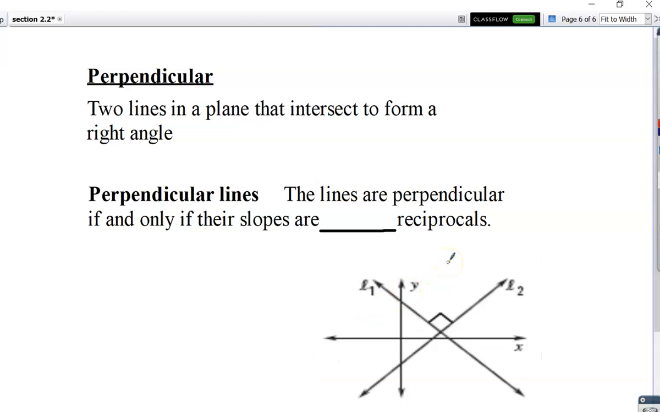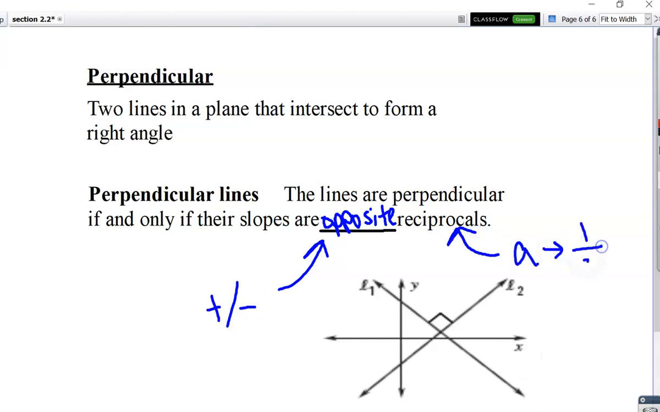Perpendicular lines are two lines in a plane that intersect and form a right angle. And two lines are perpendicular if and only if their slopes are opposite, and opposite means you change the sign, and then reciprocals, and that's where we said A would become 1 over A.